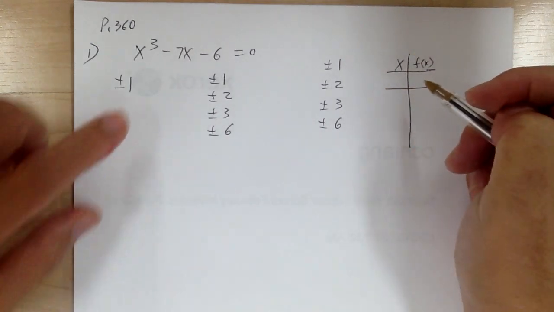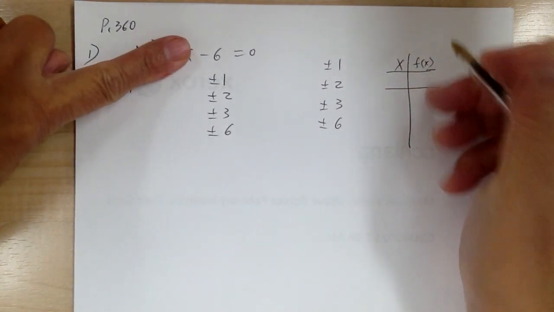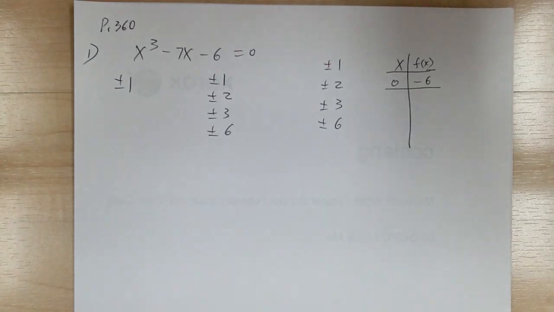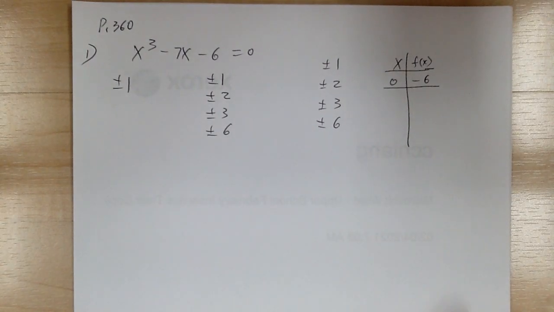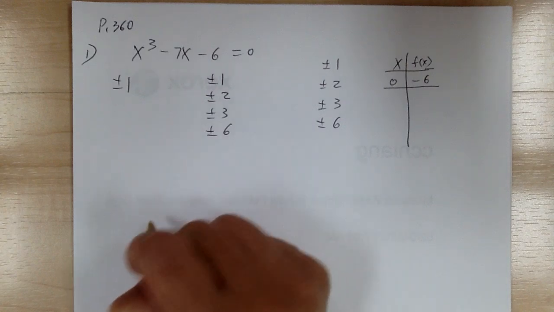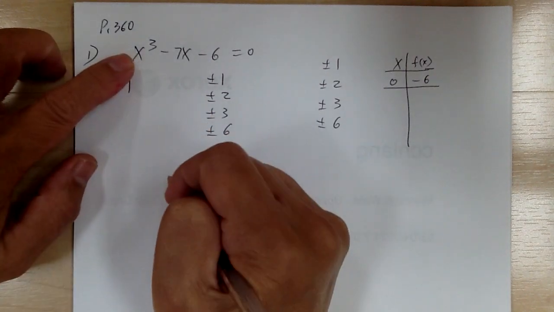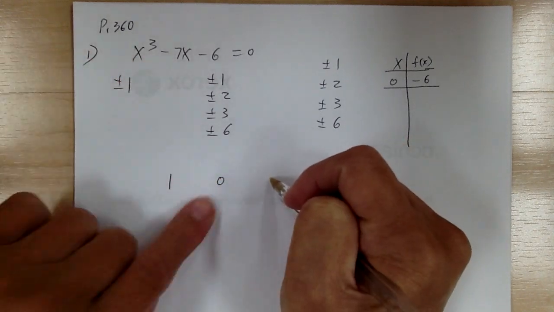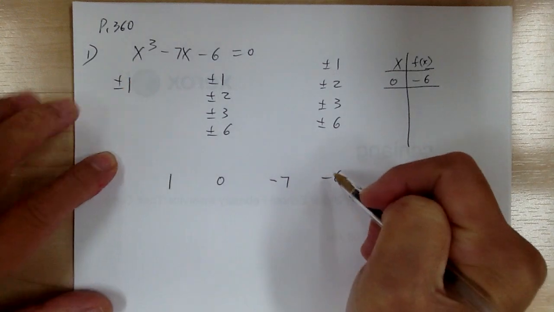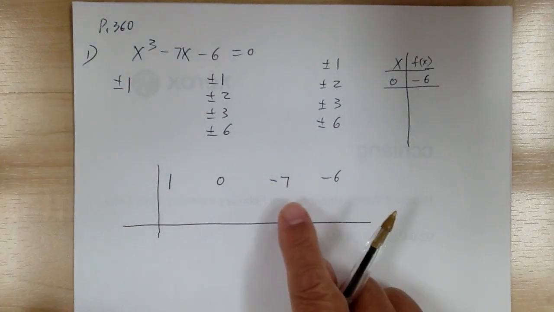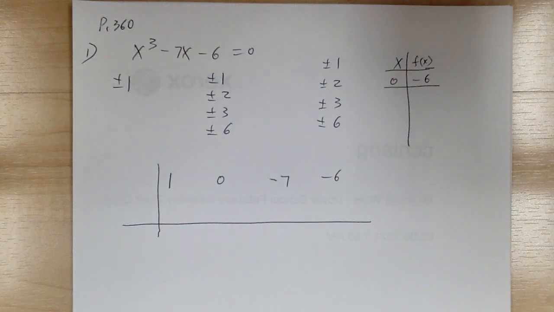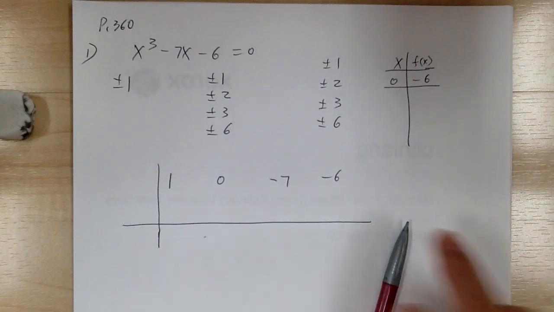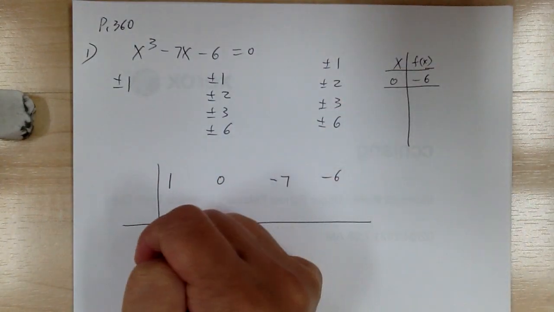The easiest one is first, if you let x equal 0, then y will equal negative 6. So right away you can see that. Then we're going to try some of these numbers, and we're going to use synthetic division. So we get 1, 0 for the x squared term, negative 7, negative 6, and we're going to divide. I'm going to use the pen for this, and a pencil so I can erase. First, I'm going to try 1 because that's the easiest number to try.